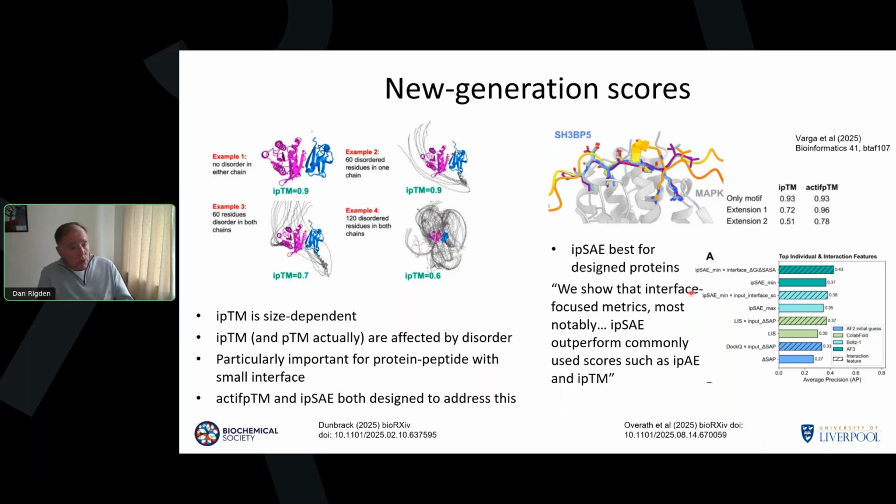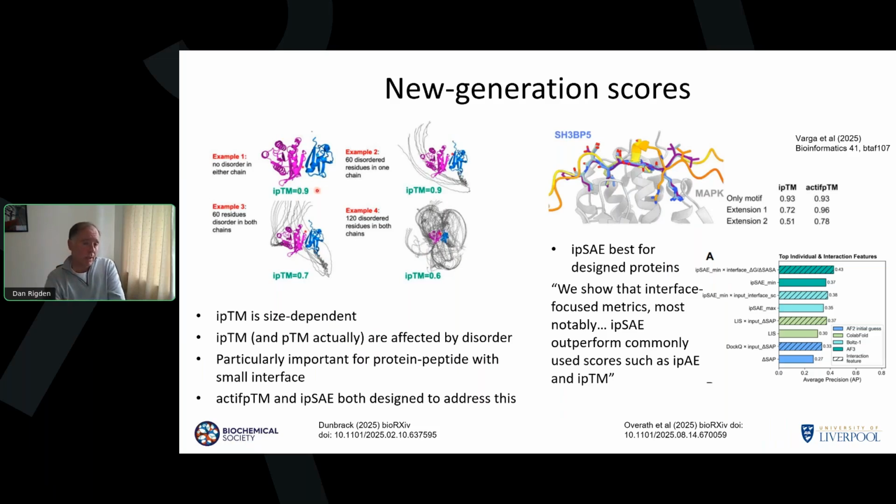I mentioned that new scores have come along for assessing these complexes. These address a number of issues. One is shown here. So IPTM is the built-in score from AlphaFold 3. It's from 0 to 1, 1 being the best. And in an ideal world, you would just simply look at this and you say, this score is close to 1. This must be a good interaction, a confident interaction.